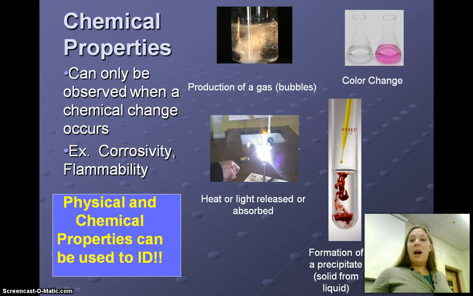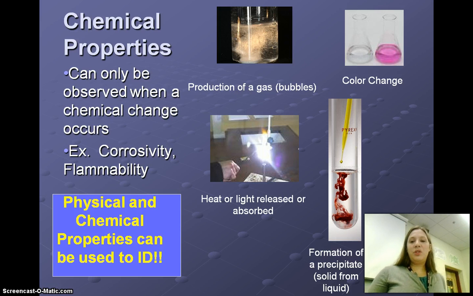Okay. Color change is an indicator of chemical change, and we'll also see that here in a second. I'm going to give you a demonstration, and you'll see color change as an example of a chemical reaction. Heat or light being released or absorbed is an indicator of a chemical reaction, and we'll actually do this chemical reaction later in the semester.